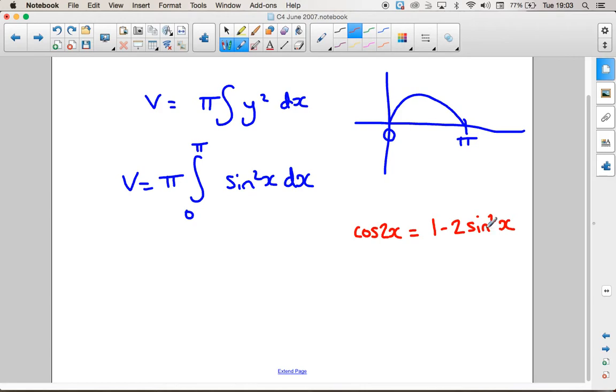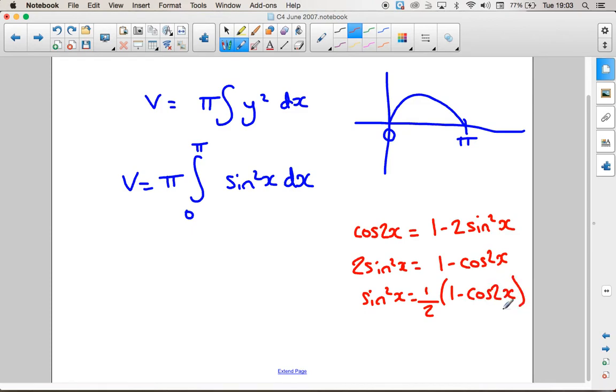So if we want sine squared x, then we need to rearrange this if we don't remember what it is straight away. If we rearrange this, we'll get that 2 sine squared x is equal to 1 minus cos 2x, and therefore sine squared x is equal to a half of 1 minus cos 2x. So that's what we're going to replace sine squared x with.